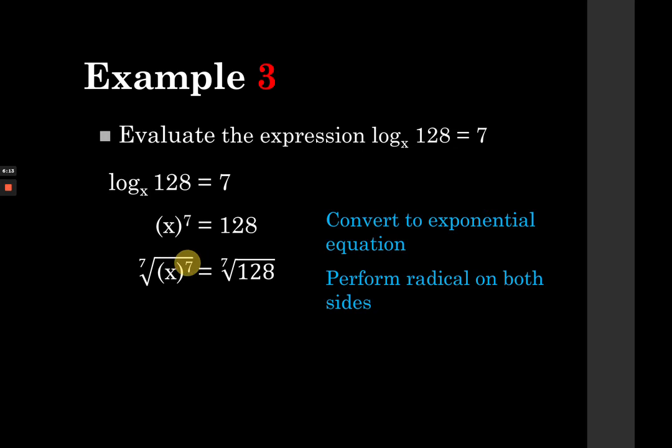The 7th root cancels out because it's the opposite of the power of 7. So you have your answer, x is equal to 2. And that's your example of case 3. Let's have example number 4.